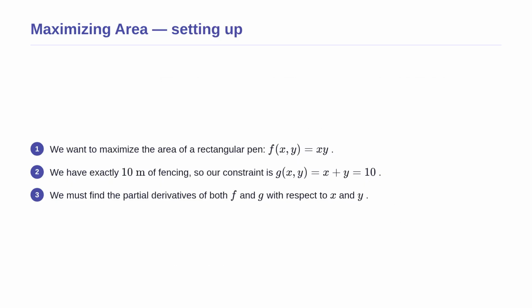Now that we have seen the geometry, let us apply this to a practical problem. Suppose a farmer has exactly 10 meters of fencing and wants to build a rectangular pen with the maximum possible area. We want to maximize the area function f of x and y equals x times y. Our strict rule, the constraint, is that the perimeter must be 10. So g of x and y equals x plus y equals 10. To use our method, we first need to find the partial derivatives of both the area and the perimeter with respect to x and y.